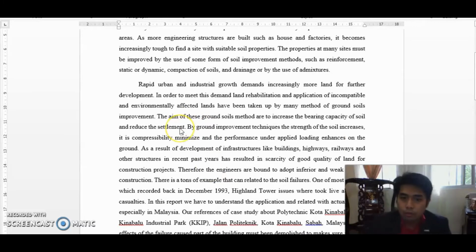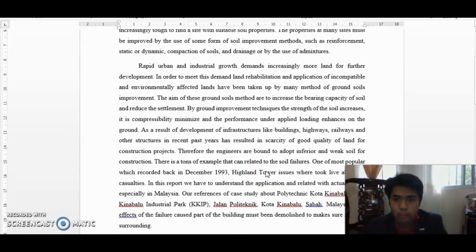What is the aim of ground soil improvement? The aim is to increase the bearing capacity of soil and reduce the settlement. By ground improvement techniques, the strength of the soil increases, its compressibility is minimized, and the performance under applied load on the ground is enhanced. As a result, structures like buildings, highways and railways are supported. Therefore, engineers are adapting clay and weak soil for construction.